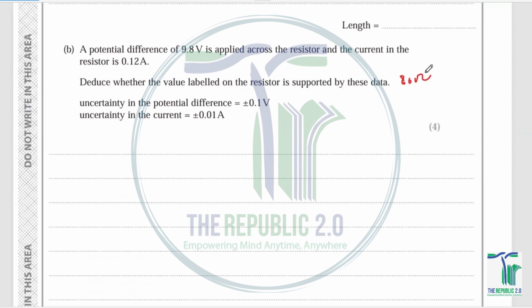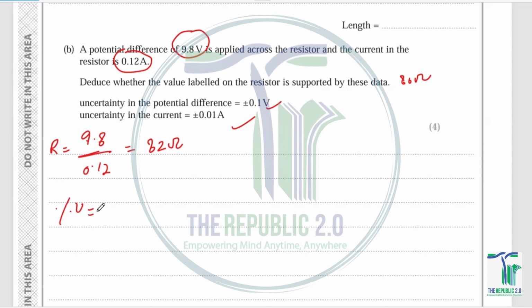So we just need to check that by having resistance from these calculations, would it be in this range or not? So first of all, you just need to calculate the resistance, and the resistance comes out to be 9.8 divided by 0.12, which is basically 82 ohms, right?